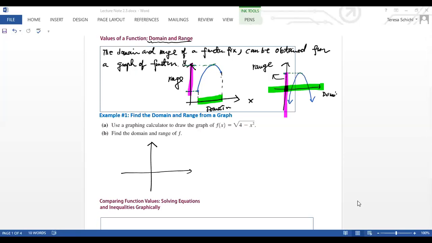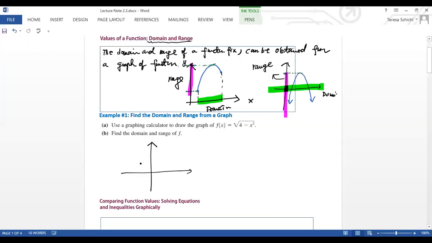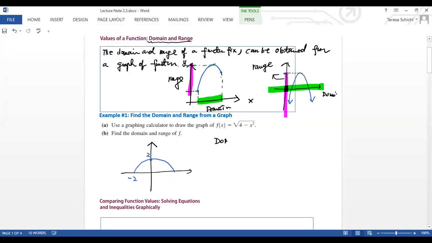So let's go back to our worksheets here. All right, so now we just graphed it. So this is what the graph is going to look like, right? This is 2, and this is -2, and this is 2 here. Because of this, what is the domain here? The domain is the x values, right? So the domain here will be from -2 to +2.